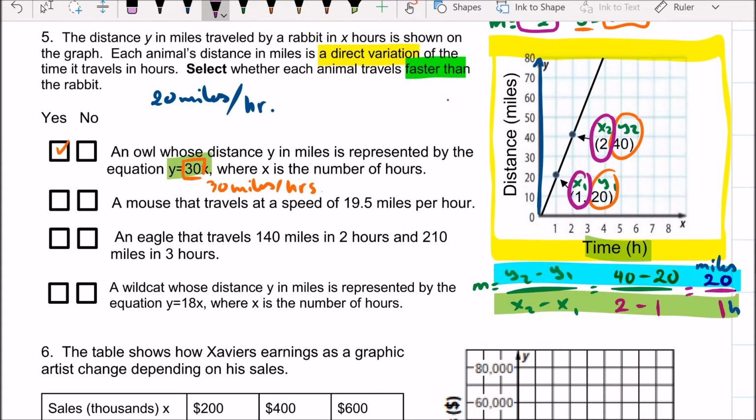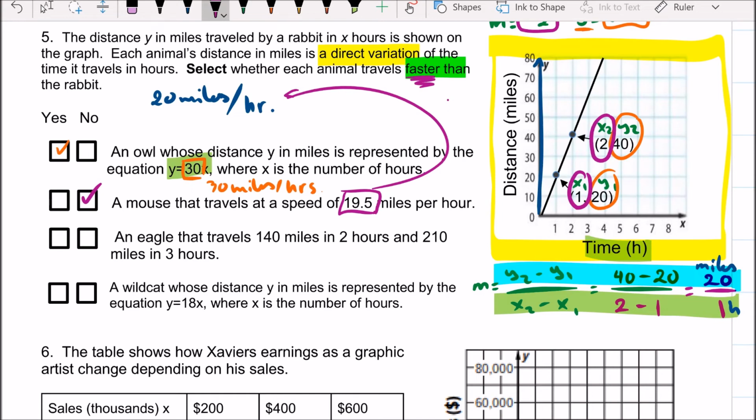Okay. Second part, a mouse that travels at the speed of 19.5 miles per hour. So 19.5 compared to our answer of 20 miles per hour, it's going to be slower, so the answer is no. Because the question was, is it faster? It's not faster, so the answer is no.